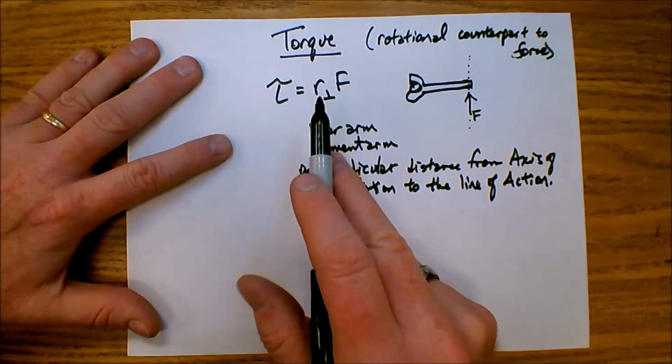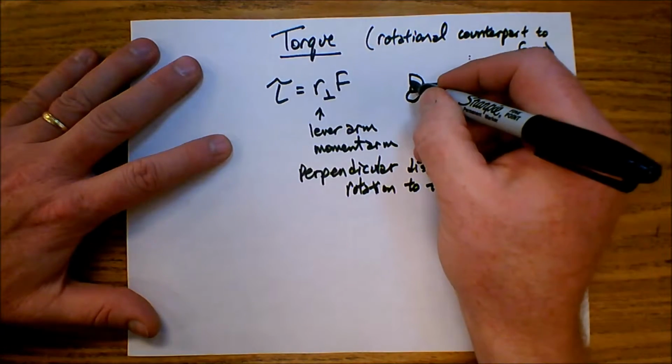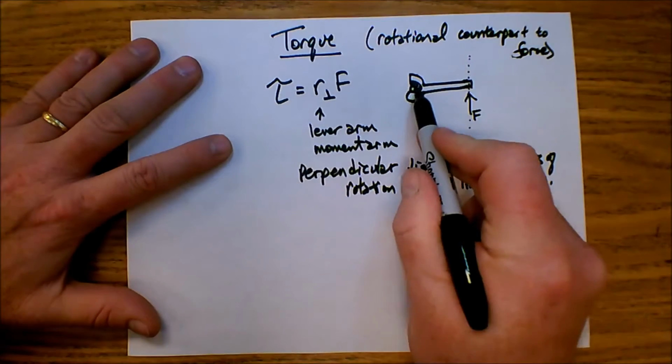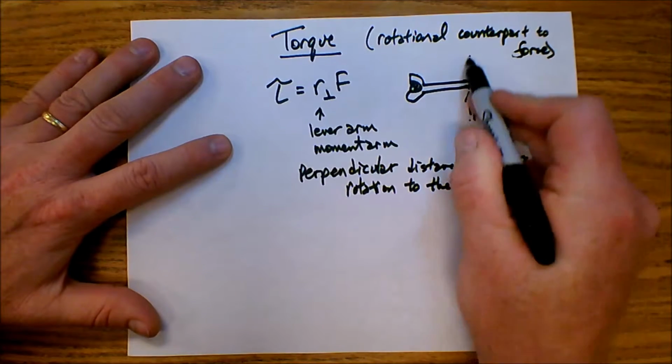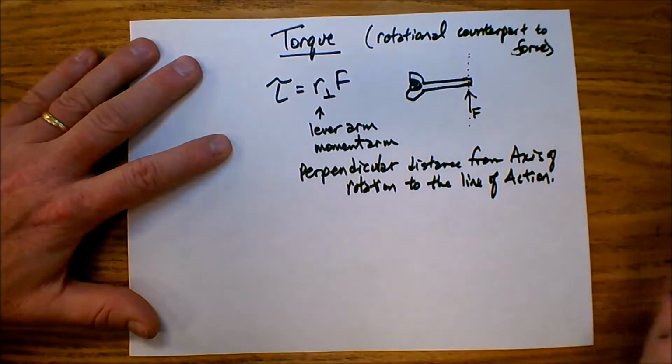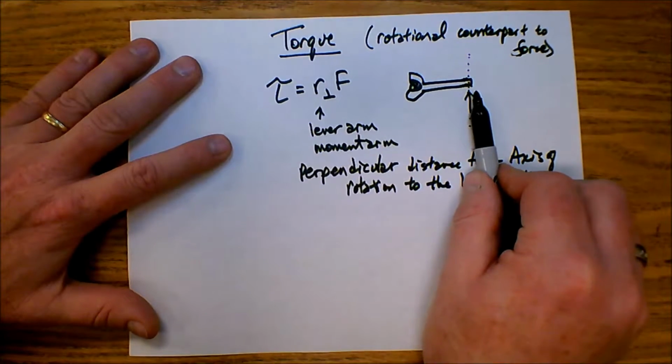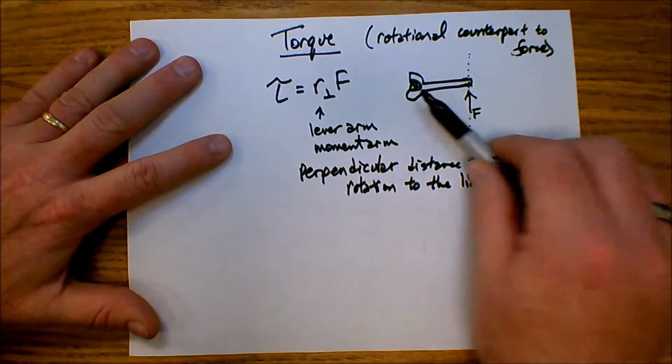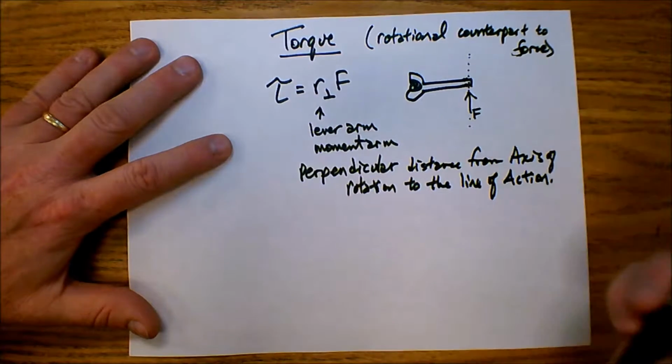So r perpendicular is the perpendicular distance from the axis of rotation, which is right here in the middle of this nut, to this line of action. That is my r perpendicular. So in the case of a wrench, if I apply the force perpendicular to the wrench, then the torque produced by that force is simply r times F.